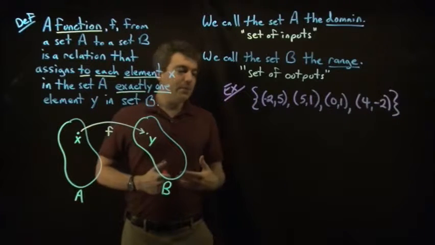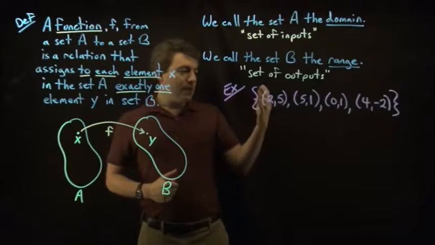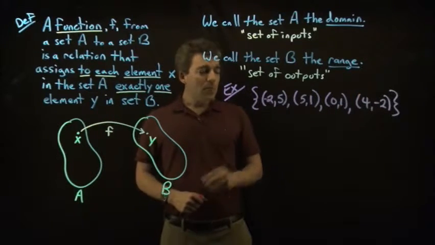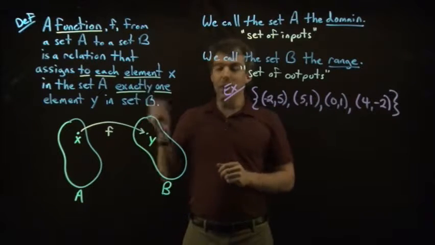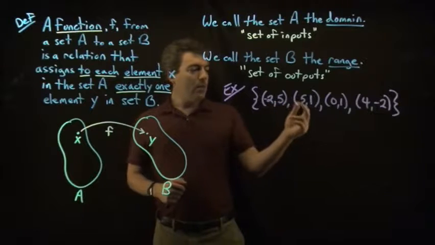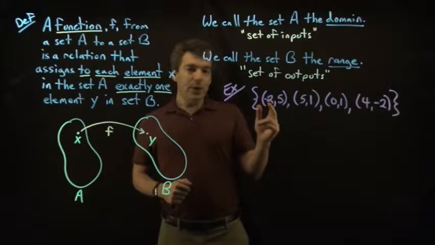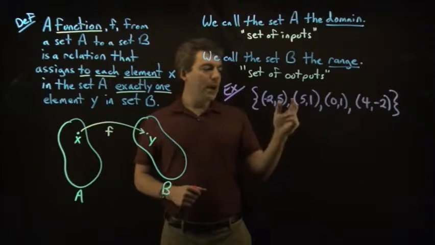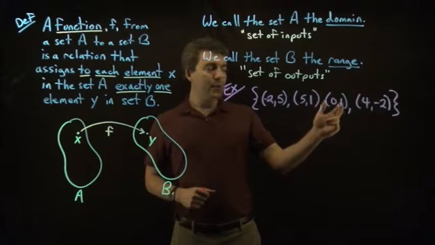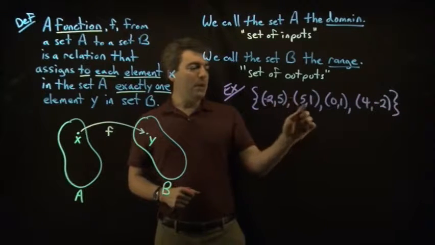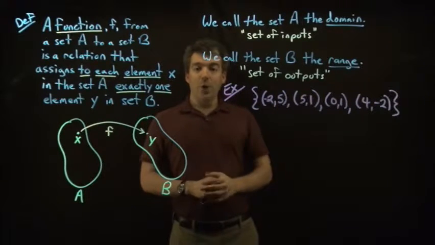Let's look at a function. So here's an example. It's a relation, clearly. It's a set of ordered pairs. This also has the property of being a function, because we can see that for every input, there is no repeated output. So -2 goes to 5, 5 goes to 1, 0 goes to 1, and 4 goes to -2. So there are no repeated inputs going to different outputs.